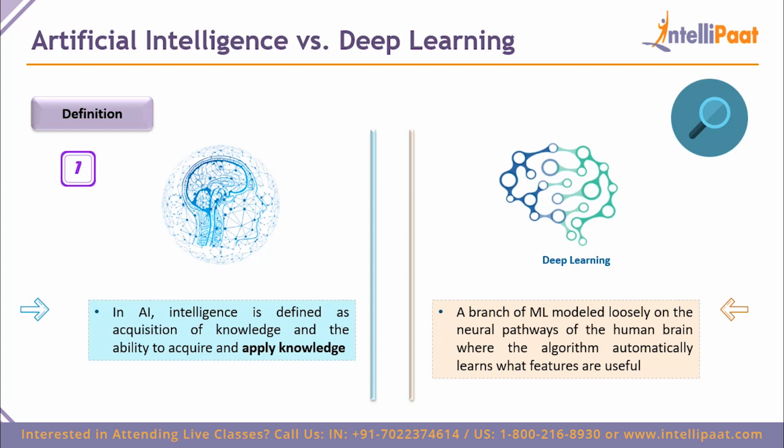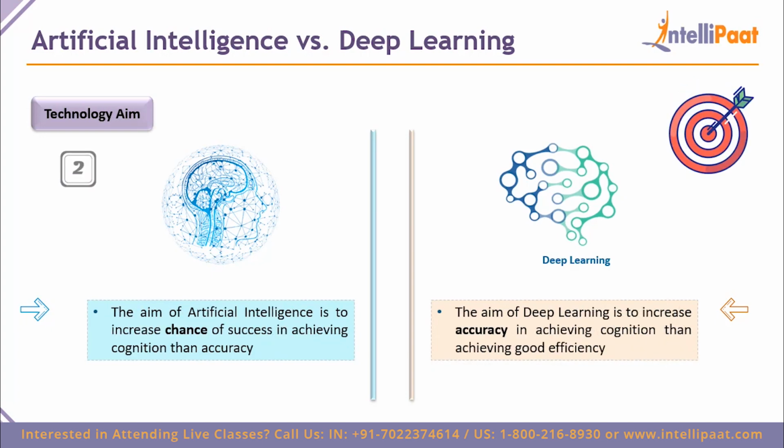It is loosely based on how the human brain works, the neural pathways in the human brain. Basically, it is trying to mimic the human brain, and there are certain algorithms set in place which automatically learn what features are useful, what features are not useful, and much more. And this brings us to the next point, which is the technology aim, guys.